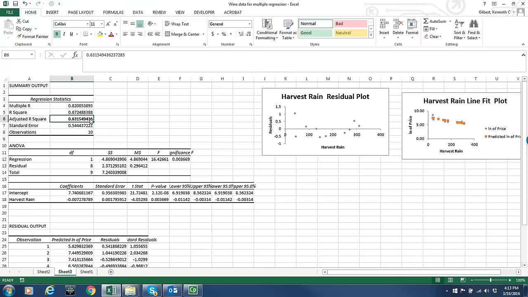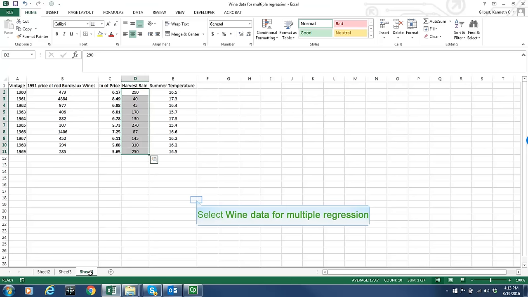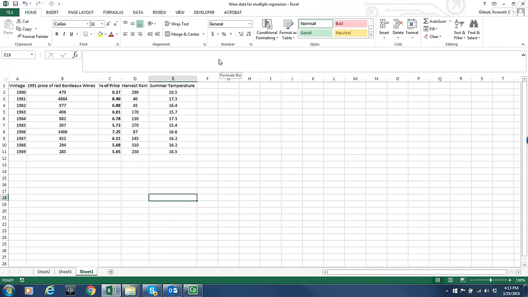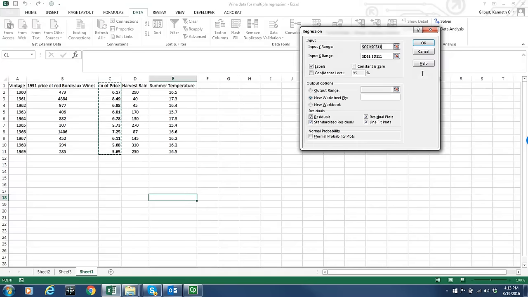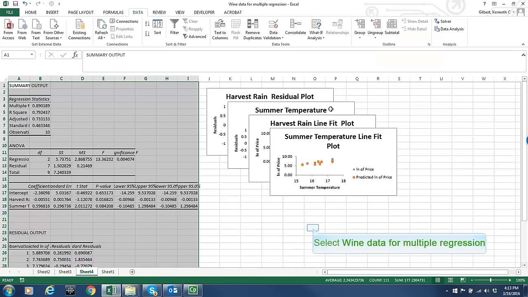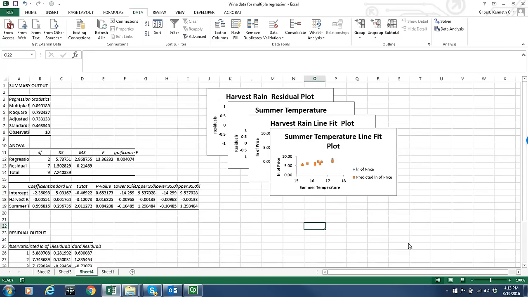So now we're ready to do a multiple regression model. So we go back to our data, and let's see what kind of model we get if we were to include summer temperature as an input into the regression model. So I'm going to do regression again. And the only thing that's going to change this time is, rather than just harvest rain, I'll have both harvest rain and summer temperature as inputs. And I get OK.